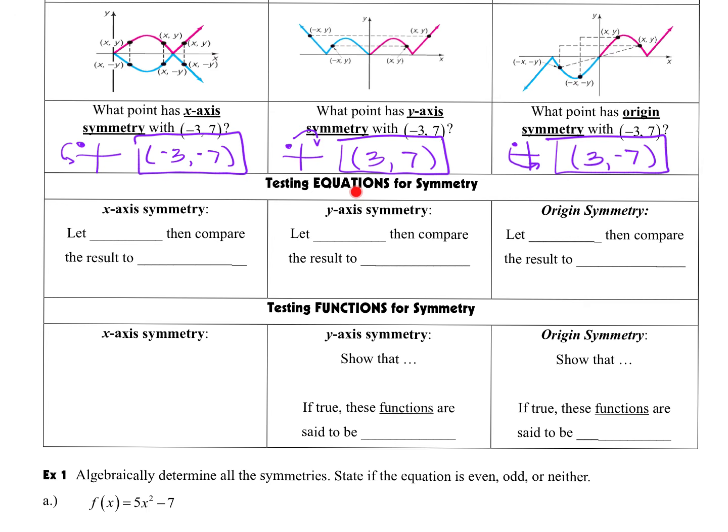Now, let's say we want to test an equation for a certain type of symmetry. This word equation is important versus a function. If we want to test an equation for x-axis symmetry, we're going to use the rule that we did here. What we will do is let y equal -y in the equation, and then we'll compare the result to the original equation. If the two match after we do the substitution, then we would say that it has x-axis symmetry.